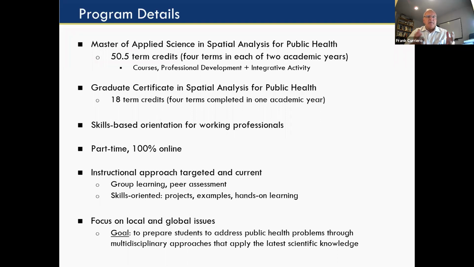In terms of the courses themselves, there's a lot of group learning and peer assessment. It's skills oriented as opposed to theoretical concepts. So a lot of our teaching style is based on projects, examples, and a lot of hands-on learning, because it's geared towards working professionals, which we think is more appealing to that audience. We focus on both local and global issues, and the goal is to prepare students to address public health problems through this multidisciplinary approach that applies the latest scientific knowledge.